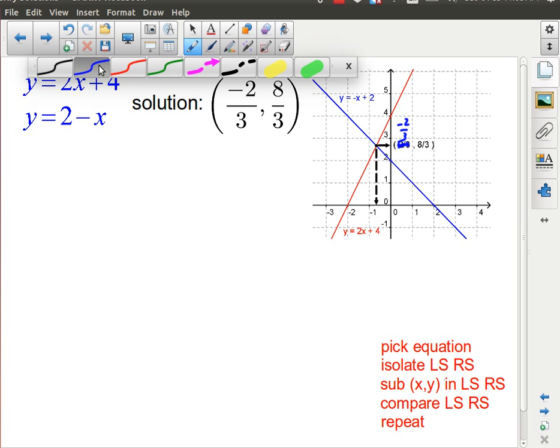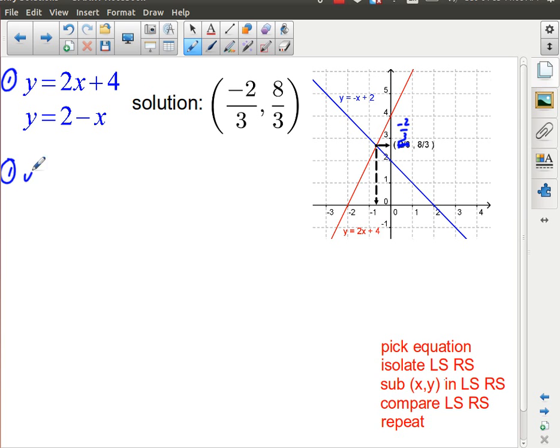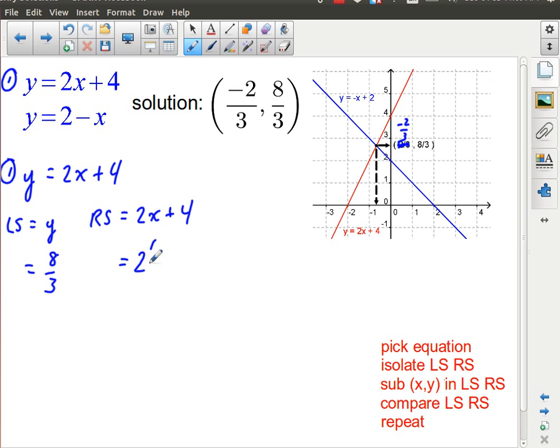And I'm going to pick an equation. So I'm going to start with equation number 1. y equals 2x plus 4. I'm going to isolate. Left side equals y. Right side equals 2x plus 4. The left side becomes y is equal to 8/3. The right side becomes 2 times, but instead of x, I'm going to put negative 2/3, plus 4.